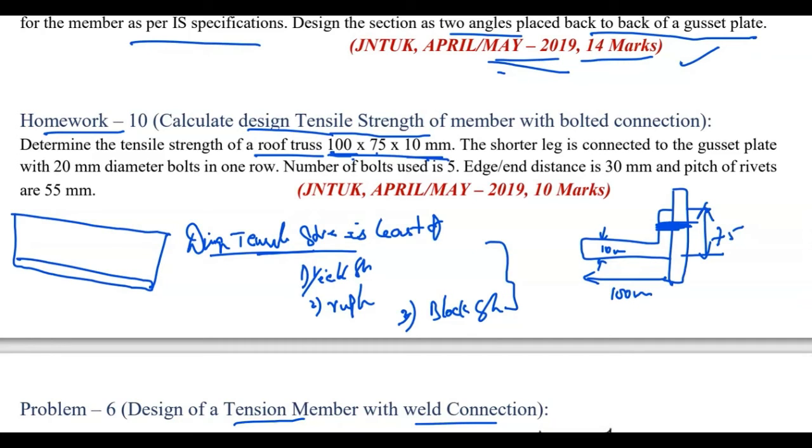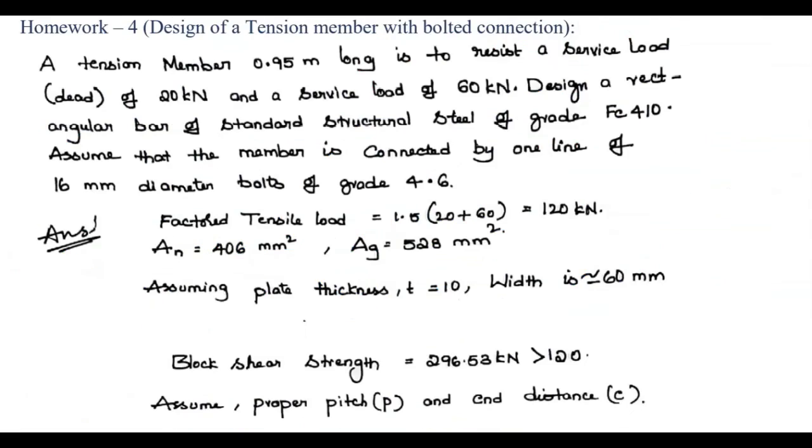Okay, how many bolts are there? In one row, the number of bolts is 5, and the diameter of the bolts is 20. So we have bolts here: 1, 2, 3, 4, 5. Okay, so now calculate. See, the critical section is this, and you can easily calculate the net area, An. So find out and check. This is given for 10 marks in your April-May 2019 set. This is a homework question, homework number 10.